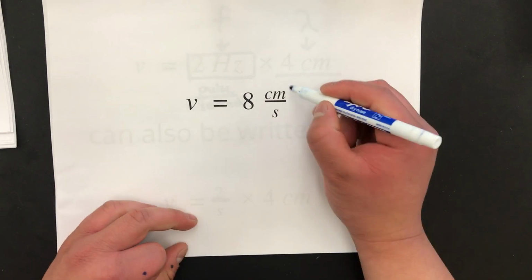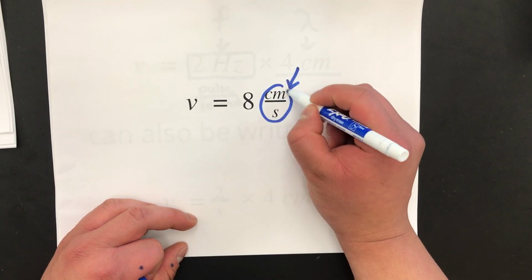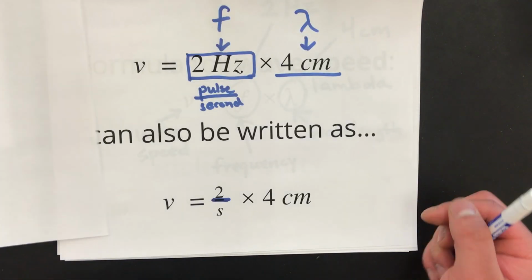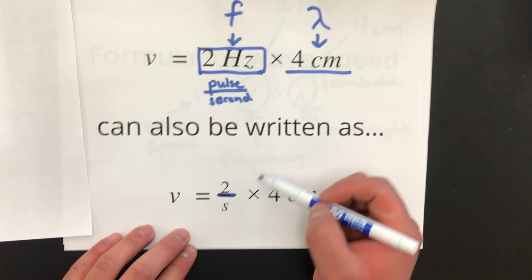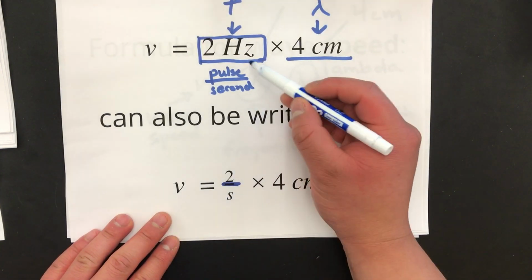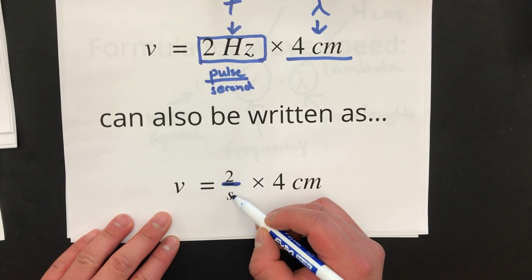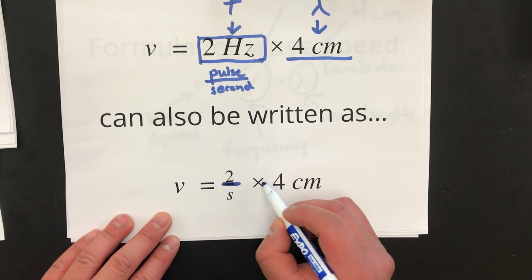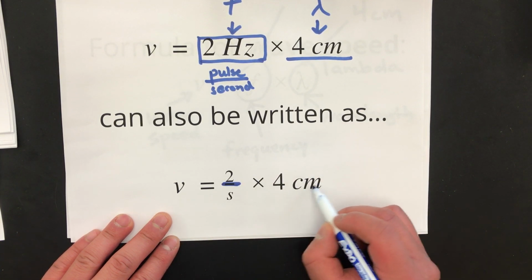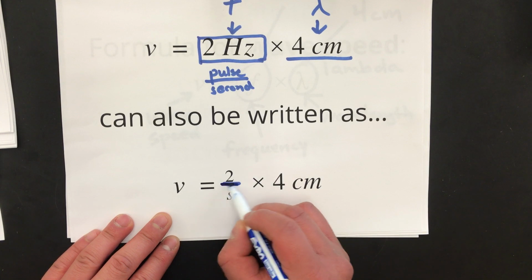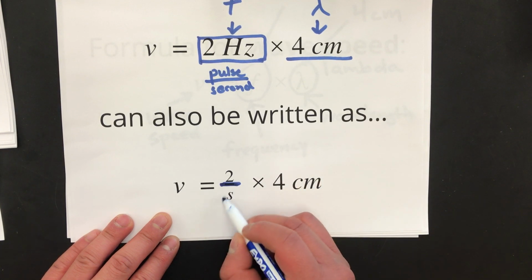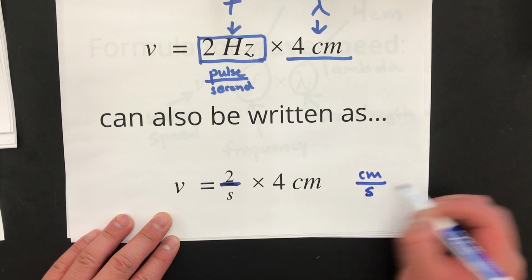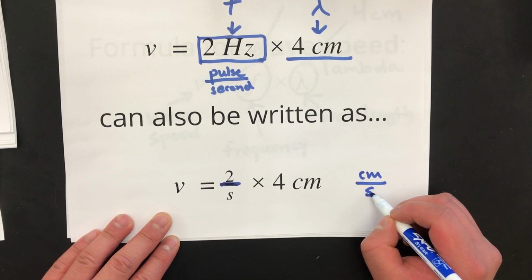Remember, you need the units: centimeters per second. How do I know it's centimeters per second? Because if you do the math here, this is the reason why I told you that 2 hertz can be written as 2 per second. 2 times 4 is 8, and then you have centimeters on the top, a division sign, and seconds on the bottom. So the units end up being centimeters over seconds, which is centimeters per second, okay?